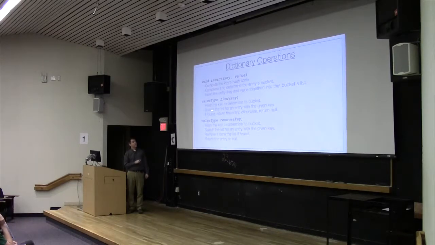Find: hash the function, search the entry. If you have to look through a linked list, do the linked list search and return the entry. Also order 1 unless you have a linked list that's long. And remove key, same thing: hash it, search the list for the given key, remove it if found, change the pointer to null. Pretty straightforward stuff as far as doing it.